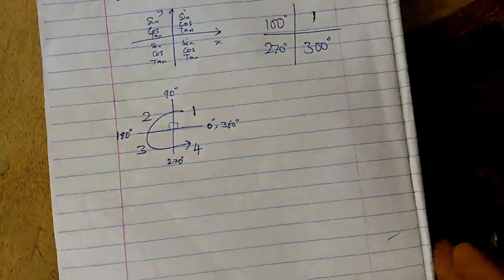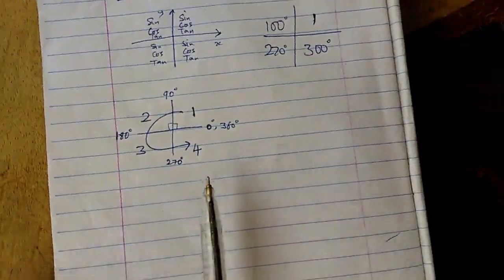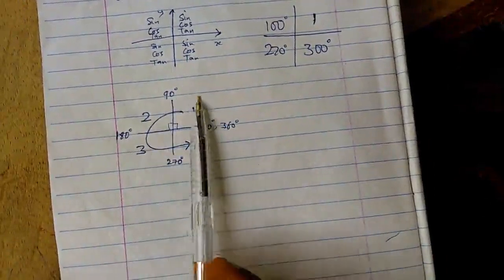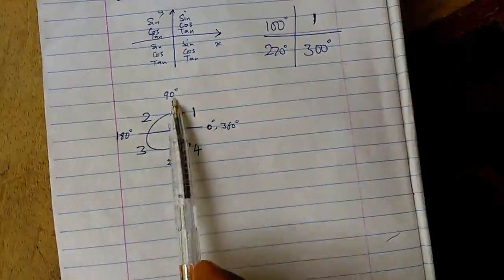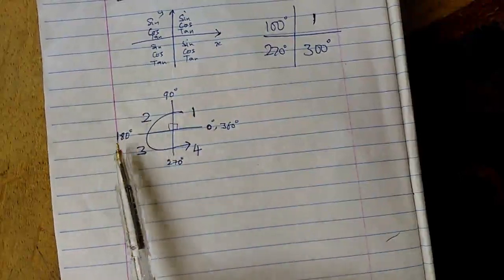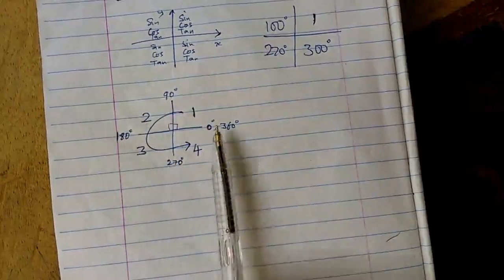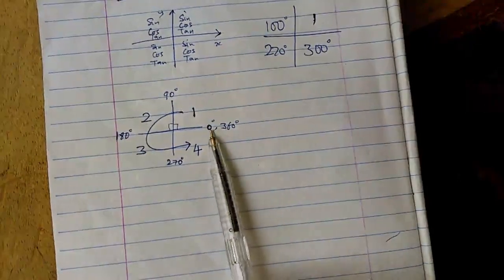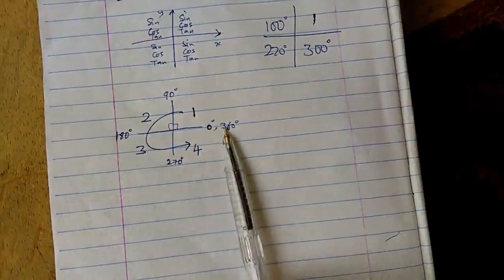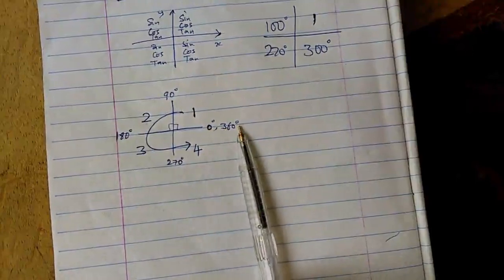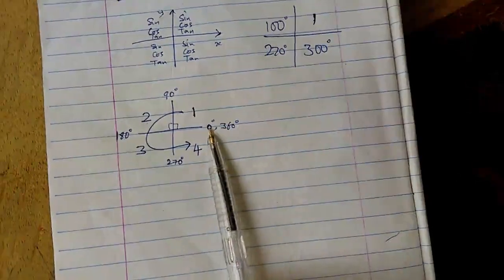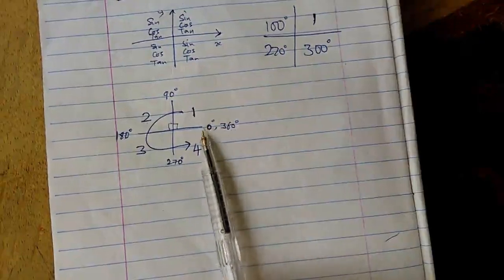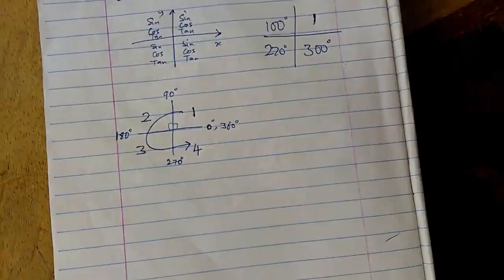So actually the code C will help you to know where to start from and how to label them: 0, 90, 180, 270 degrees. And by the time you come back to 0, you can make it 360 degrees. So sine 0 and sine 360 degrees give you the same result. Cos 0 and cos 360 give you the same result. Tan 0 and tan 360 give you the same result.